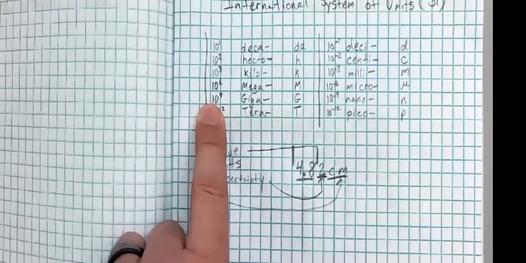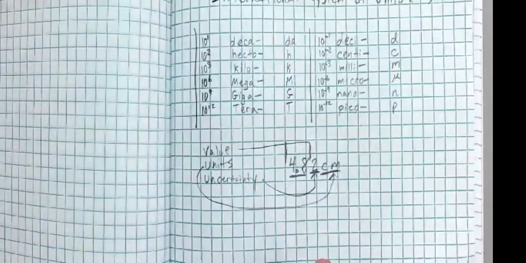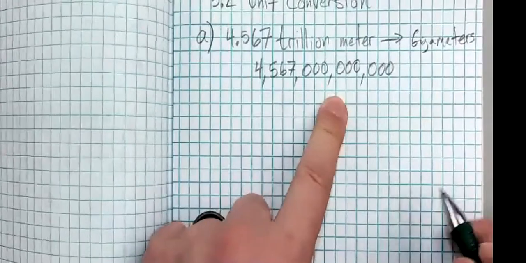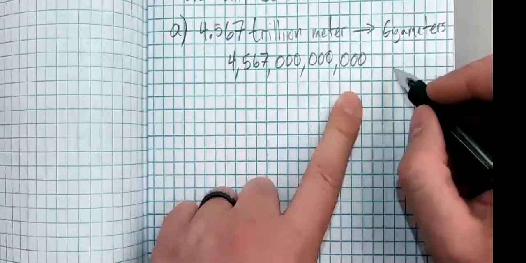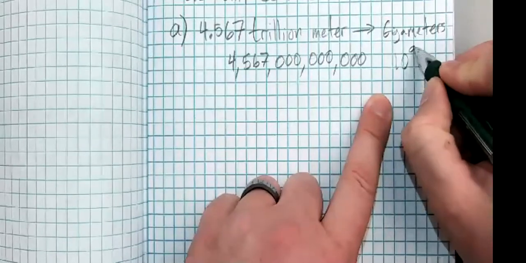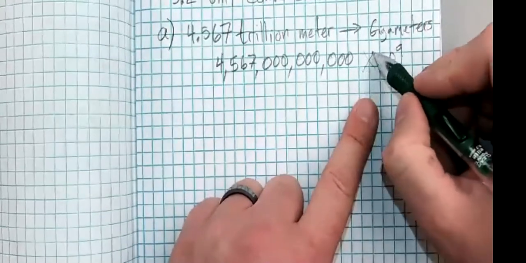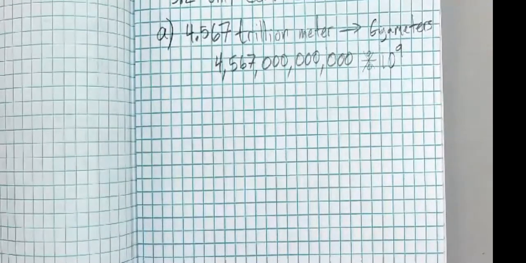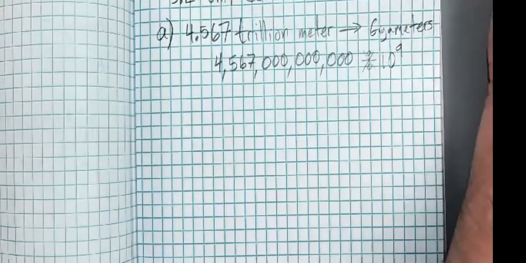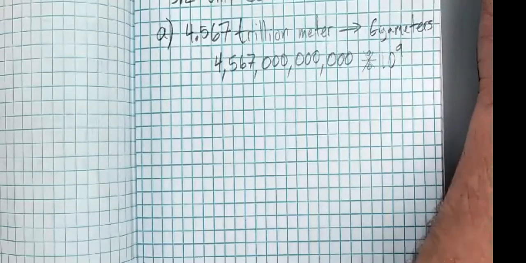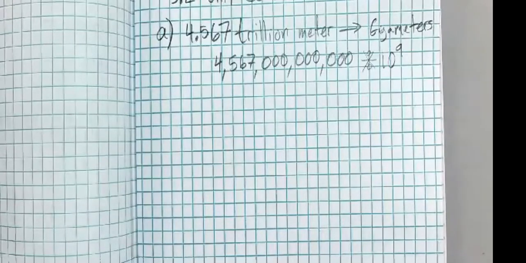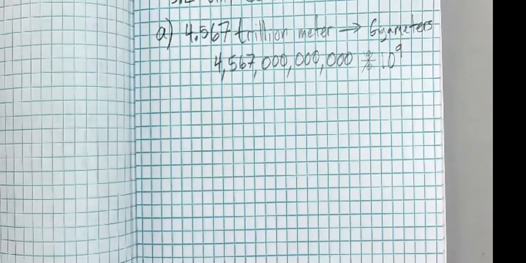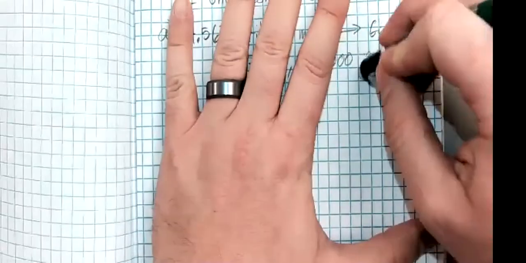So giga is 10 to the 9th. So that's a 1 with 9 zeros. So what am I going to do with this 4.5 trillion number and 10 to the 9th? Am I going to multiply these two, or am I going to divide these two? Which direction am I going? Multiply? Then we get a really big number. Are we trying to get a really big number, or are we trying to lower it? Yeah, we're trying to lower it. So it would be divide. So we would divide these two.